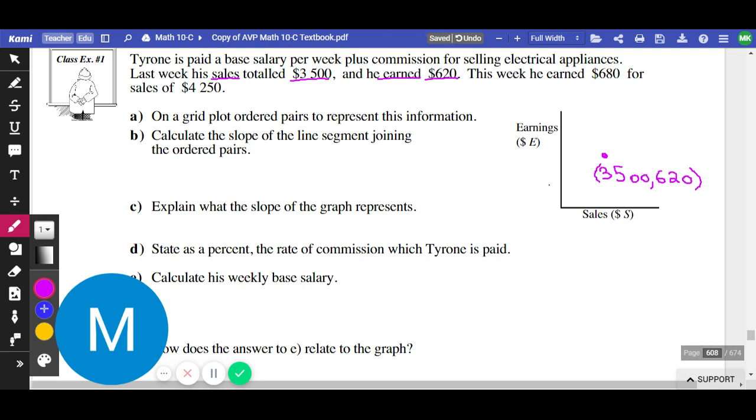The second point they gave me was they said this week he earned $680, he sold $4,250. So if I'm looking to plot that, sales is bigger, earning is bigger, my point will be somewhere up here. It doesn't have to be to scale. That point would be 4,250, comma 680. Those are the two points they gave me.